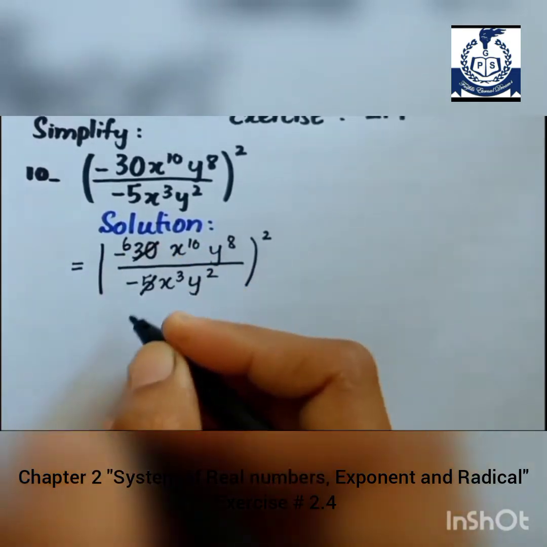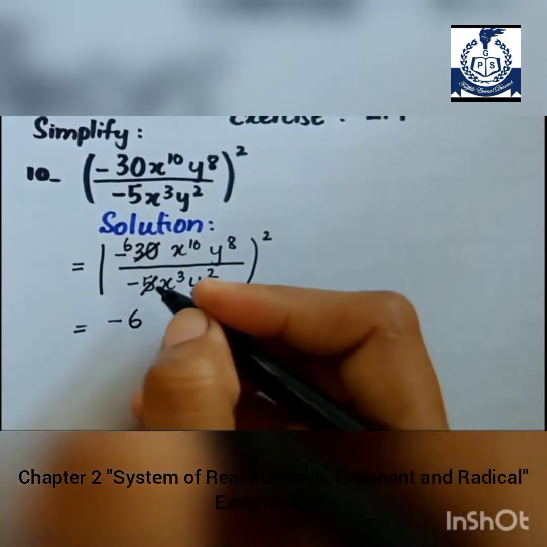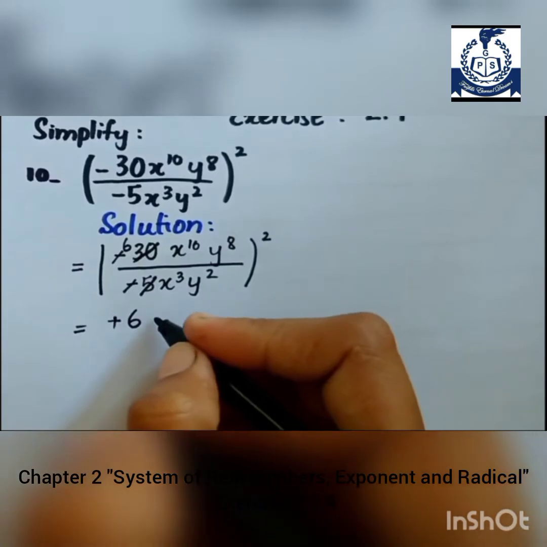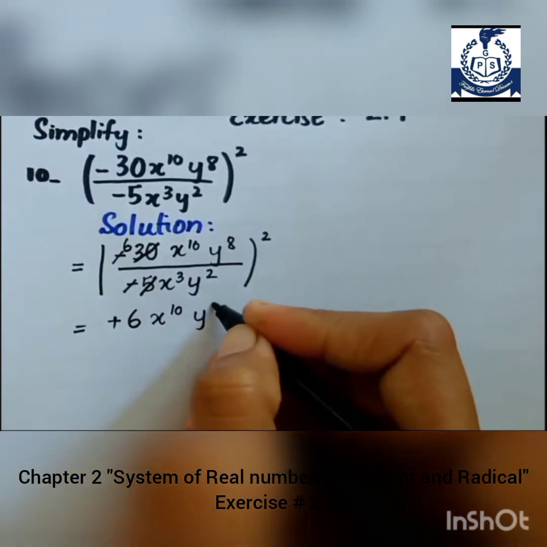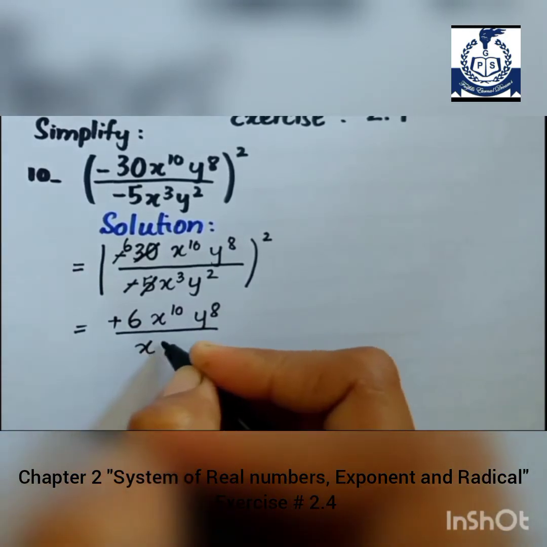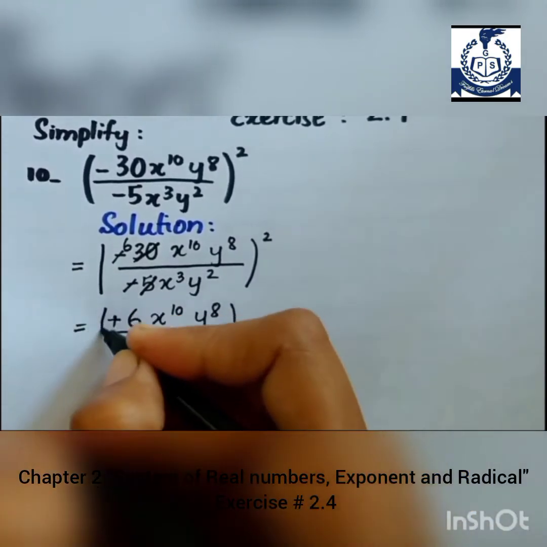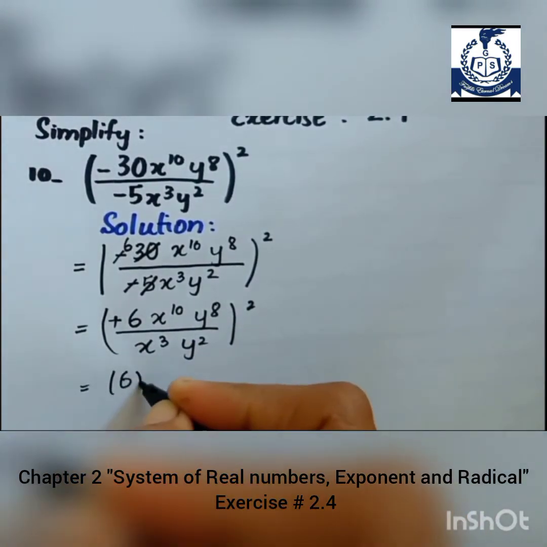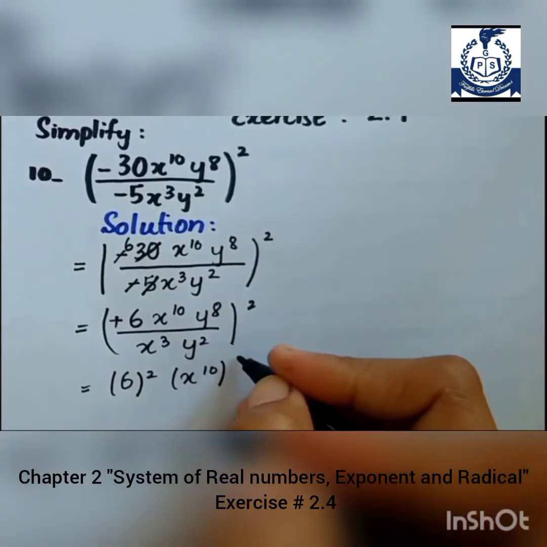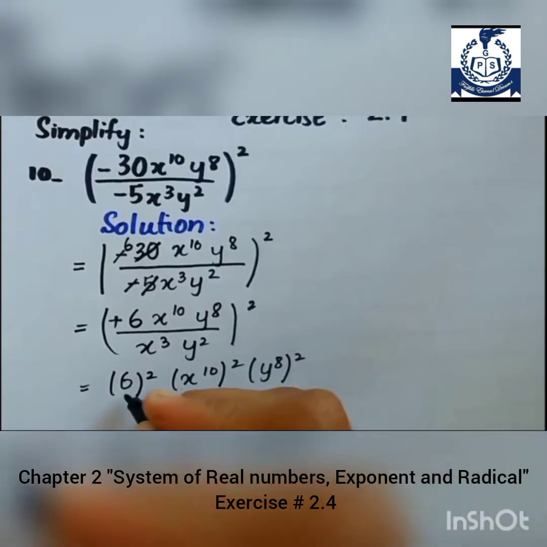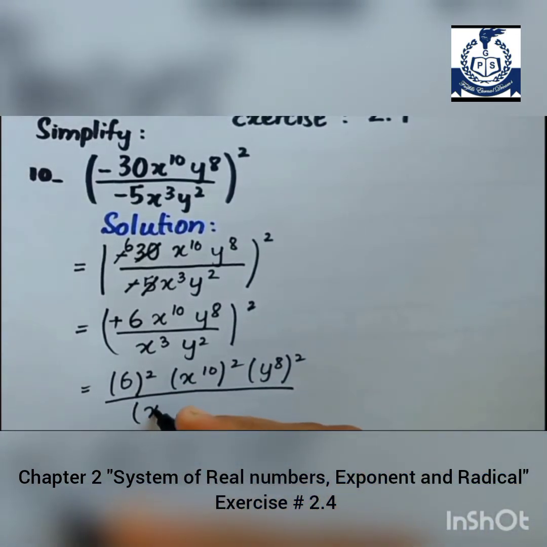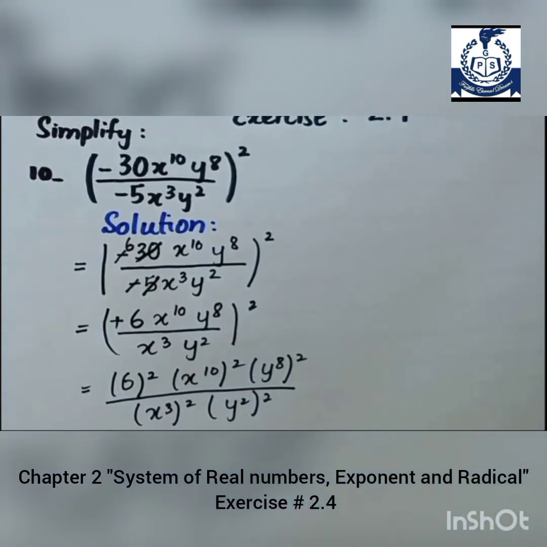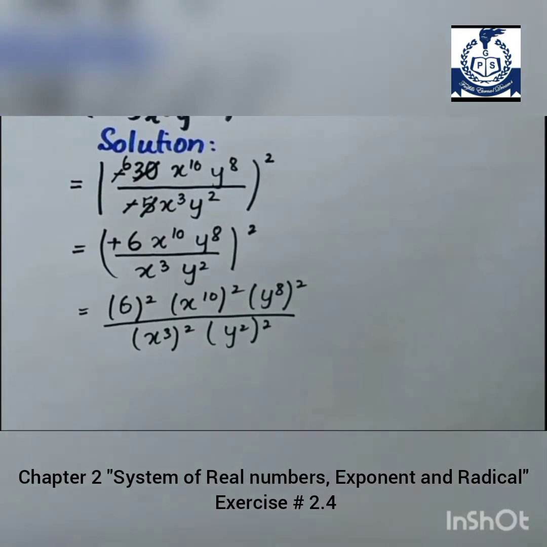Minus 5 and 30. 5 1s are 5, 5 6 are 30. Minus 6, minus minus will cancel out, so positive 6. X 10 y has power 8 divided by x cube y square whole power square. So we can write it in a separate form. 6 has power square, x has power 10 square, y has power 8 square, x cube square, y square square. 6 has power square, so we multiply 6 2 times, 6 6 are 36.